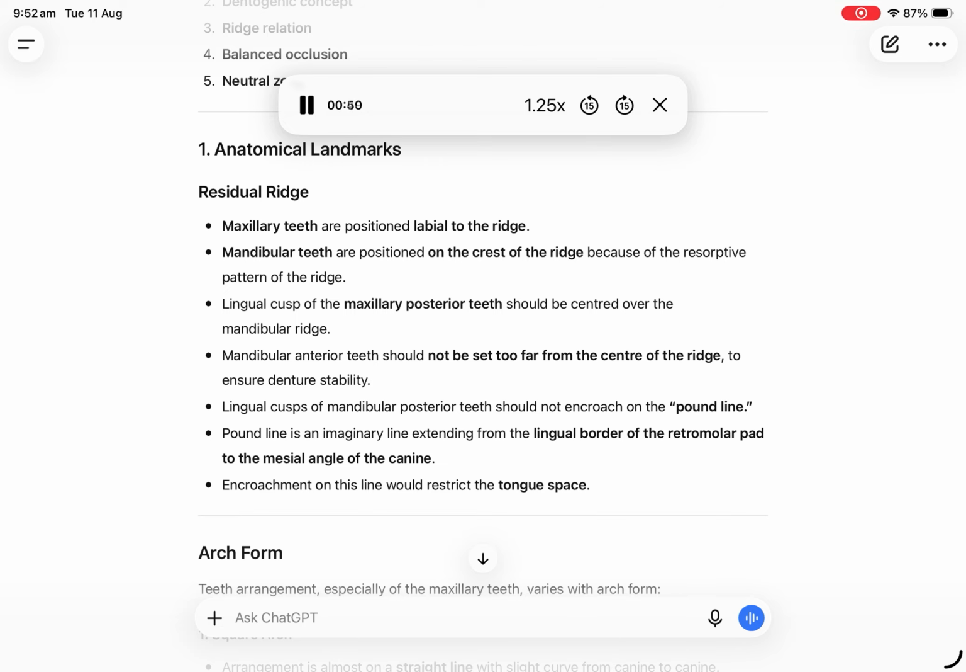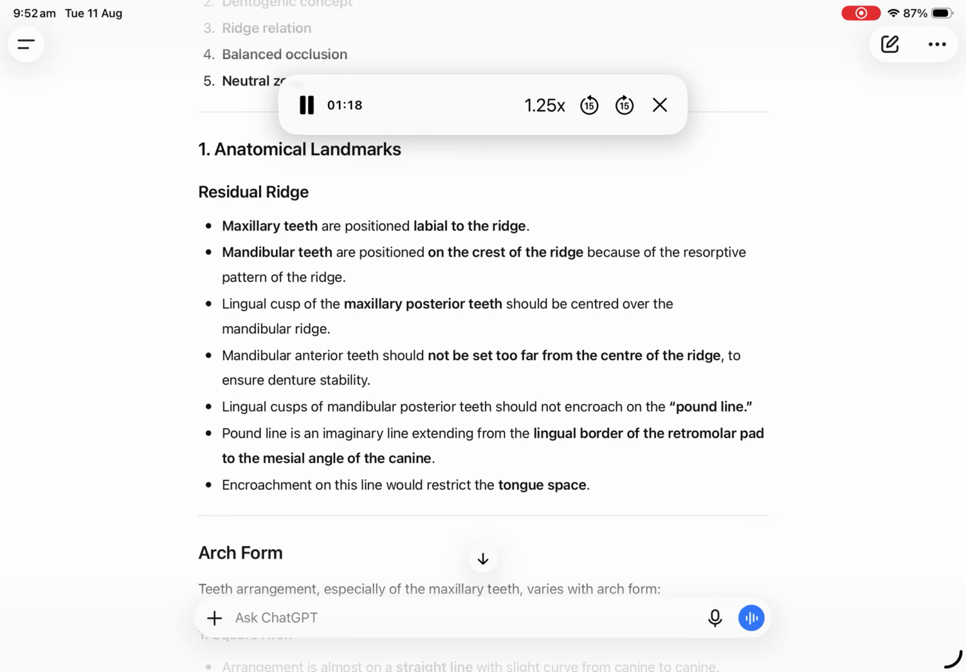Residual ridge. Maxillary teeth are positioned labial to the ridge. Mandibular teeth are positioned on the crest of the ridge because of the resorptive pattern of the ridge. Lingual cusp of the maxillary posterior teeth should be centered over the mandibular ridge. Mandibular anterior teeth should not be set too far from the center of the ridge to ensure denture stability. Lingual cusps of mandibular posterior teeth should not encroach on the pound line.